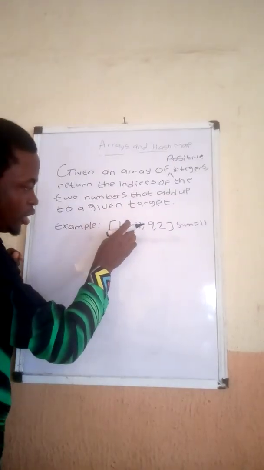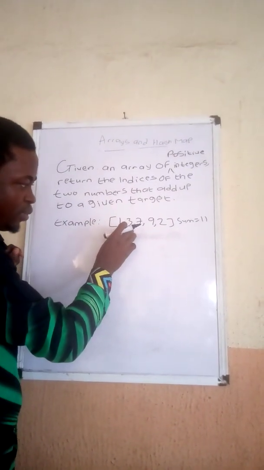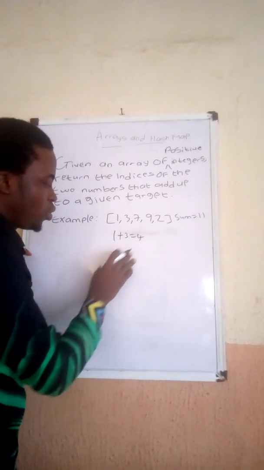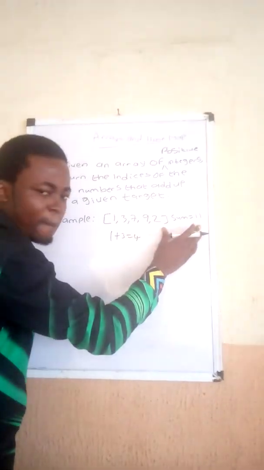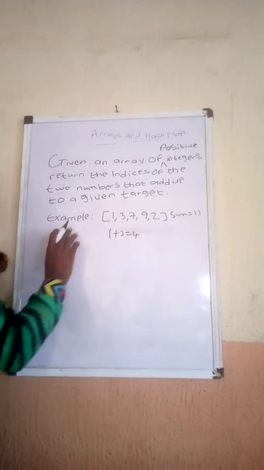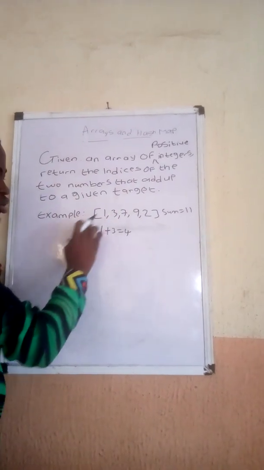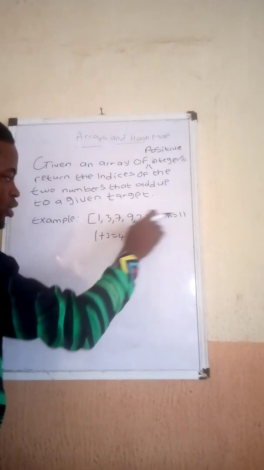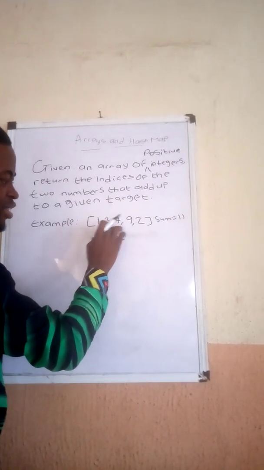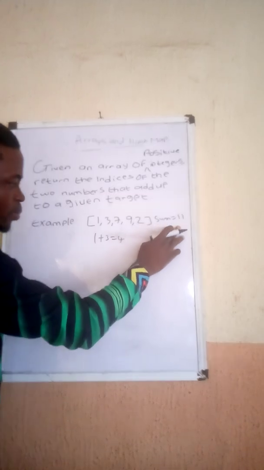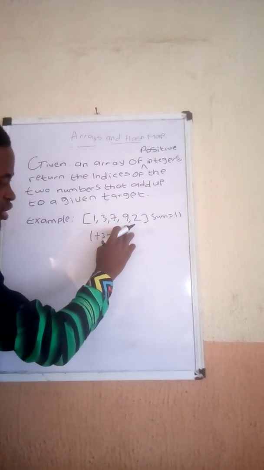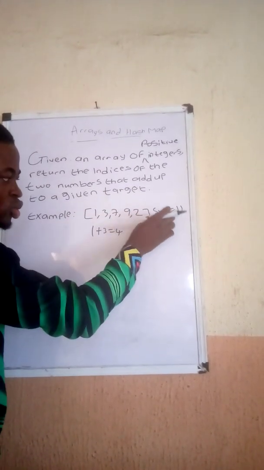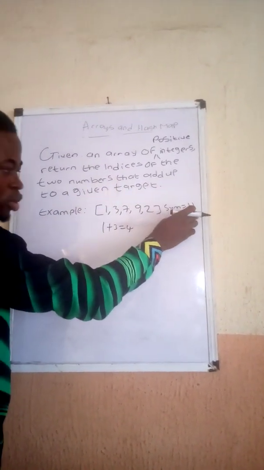Now, let's take 1 and 3 for example. 1 plus 3 is 4. We check, is 4 equal to the sum? No, 4 is less than the sum, so these two numbers cannot give our sum. When we also check 3 and 7, that is 10. It will not give this sum. 7 and 9 is 16. 16 is not equal to the sum. 9 and 2 is 11. Now we see that 9 and 2 is equal to the sum.